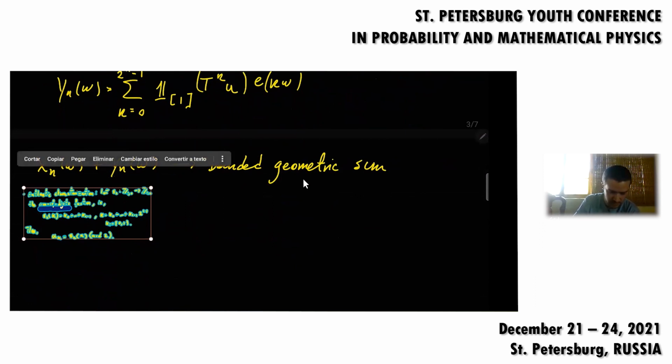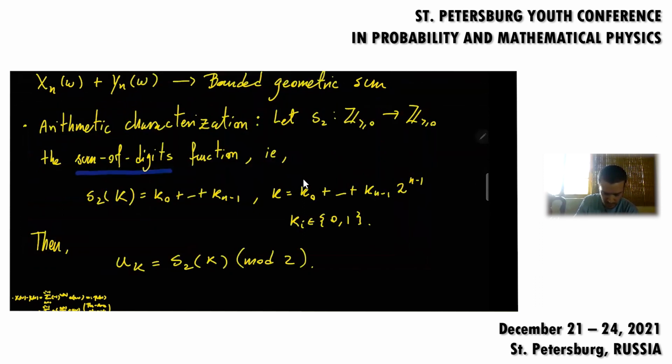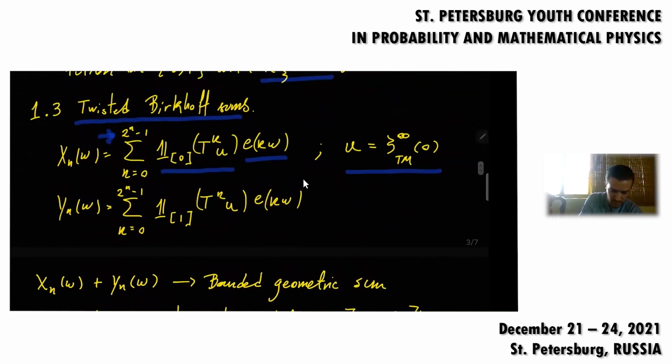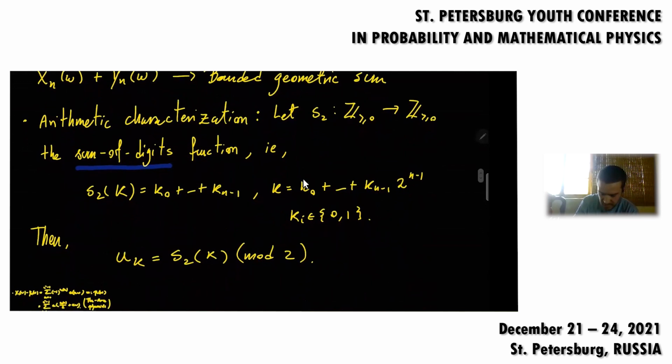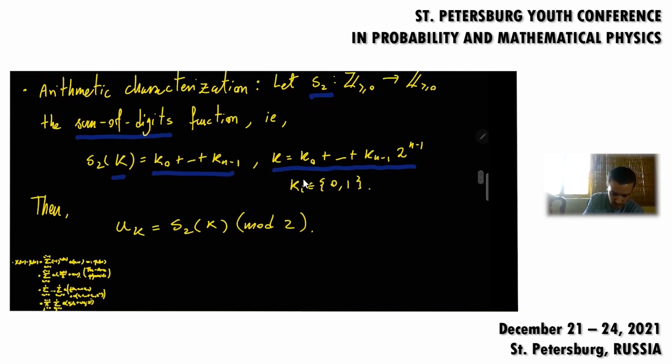What's next is to study the difference of these 2 sums, xn and yn. For that, we are going to use some arithmetic characterization of the Thue-Morse word. Remember, the Thue-Morse word is always going to be denoted by this letter U. And the arithmetic characterization is the next one. We are going to consider the sum of digits function given by this S2. For each integer k, we can decompose it in its base 2 form. The coefficients are going to be k0 till kn minus 1, and this function only sums all of these digits. The arithmetic characterization of the Thue-Morse word tells us that the k-th letter of the Thue-Morse word is exactly S2 of k mod 2.